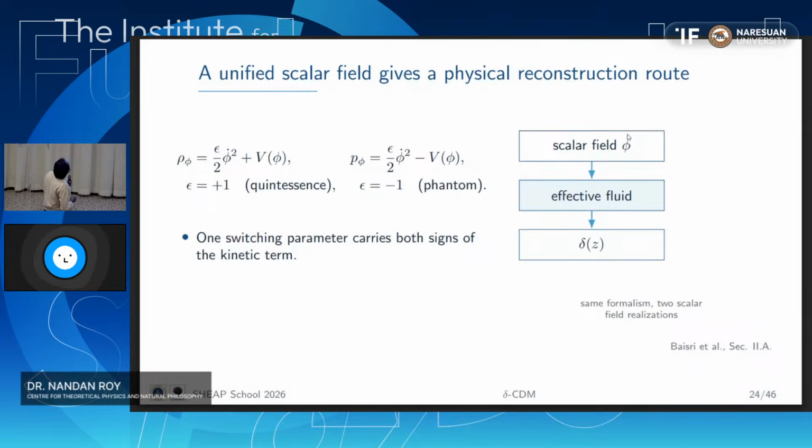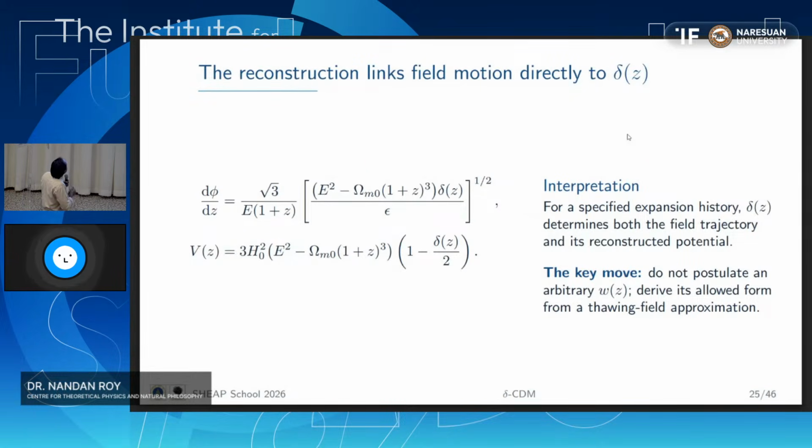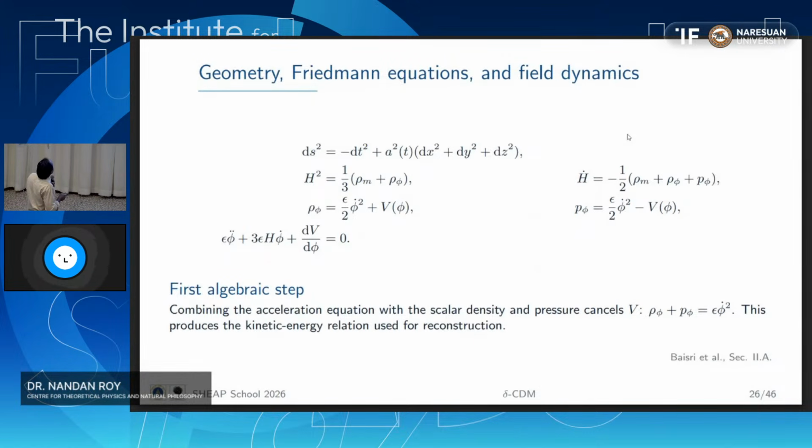And what we did, if you do a little bit of manipulation, you can write dφ/dz, and V(z), the potential, in a generic form containing this delta z. And now these are the equations for the scalar field models, and you see this epsilon plus and minus gives you, if you consider quintessence, this will be 1, 1, 1. So you get the field equations for the quintessence. If it is minus, then you get minus, minus, so that is the field equation for the phantom field.